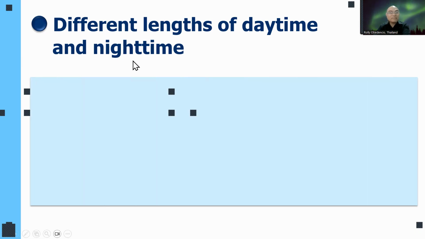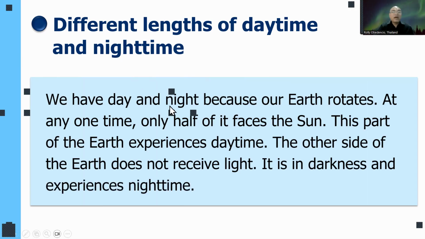Do you know them? Now, we have day and night. Why? Because our earth rotates. At any one time, only half of it faces the sun. This part of the earth experiences daytime. The other side of the earth does not receive light. It is in darkness and experiences nighttime.